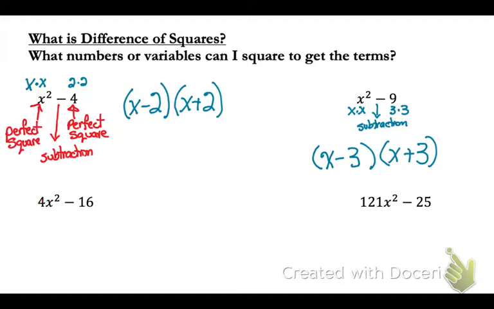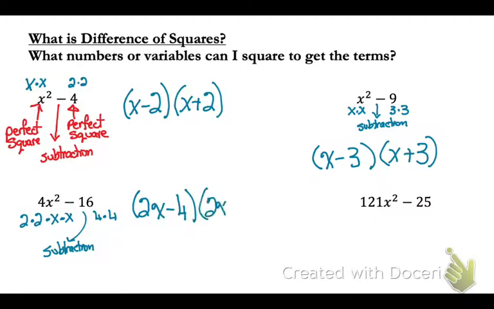All right, let's take a look at this next one. Now this is the one where honestly I should factor out 4 before I get started here, but I'm not going to, because we're just looking at difference of squares. So I know that 4 is a perfect square because it could be 2 times 2, and x squared is a perfect square. This is subtraction, and I know that 16 is a perfect square because it could be 4 times 4. So I could write this as a difference of squares, 2x minus 4 and 2x plus 4.